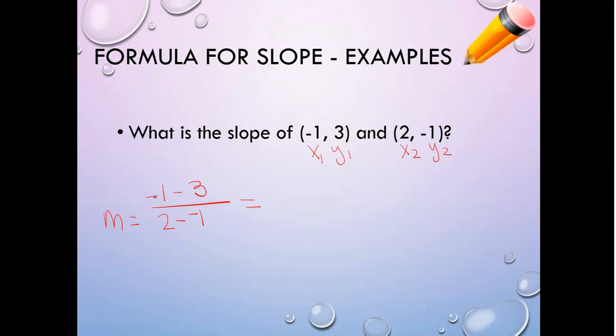So let's figure out this slope. -1 minus 3, that's -4. 2 minus a -1, well, double negative again. So 2 plus 1, that's 3. So my slope is -4/3.